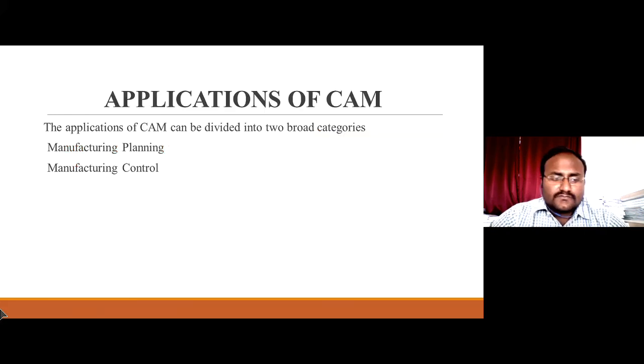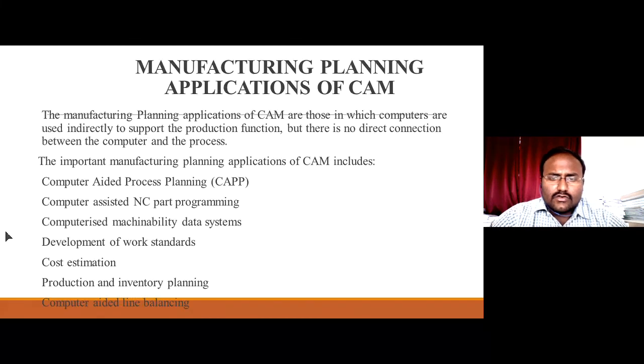These are the major roles of CAM. The main application of CAM is in manufacturing planning and manufacturing control, where we use CAM to the maximum. In manufacturing applications, we are using computer-aided process planning and NC part programming, as well as computerized data systems, the development of work standards, cost estimation, and also inventory planning.